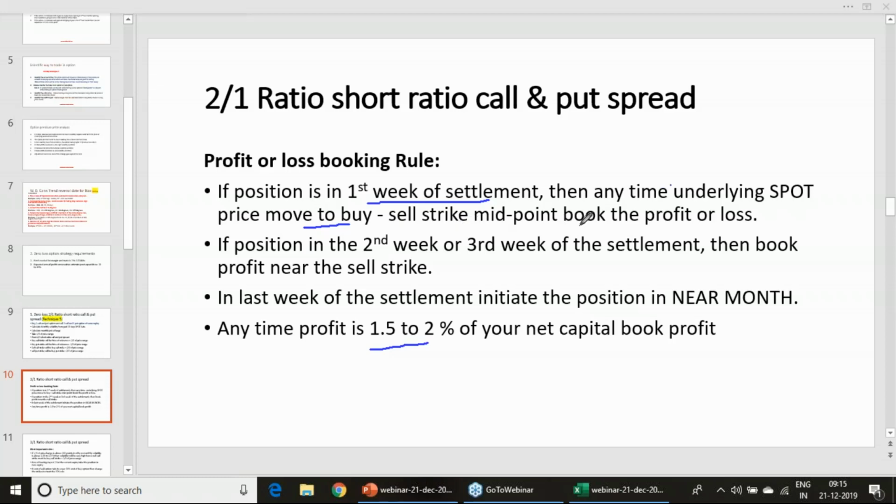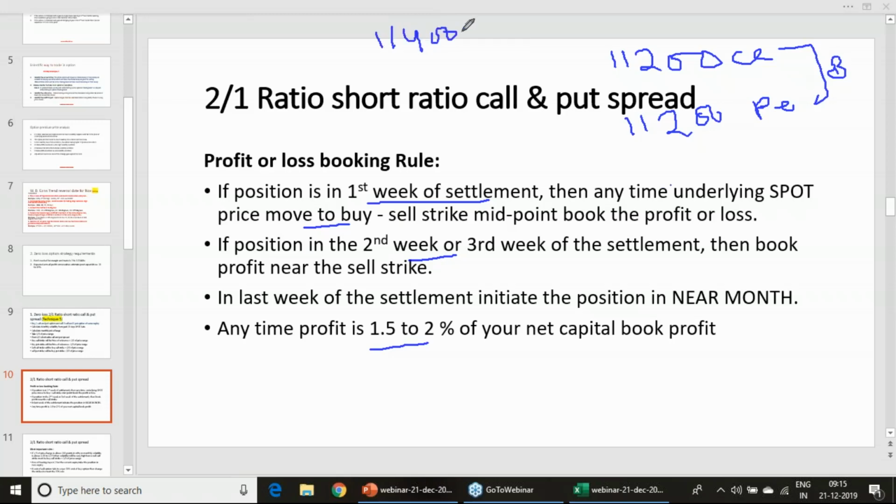In the second and third week of settlement, book the profit near the sell strike. For example, say you are buying 11,200 call option and 11,200 put option. This will clear a lot of your doubts. So these two strikes you are buying, and say you are selling 11,400 call option, 2 lots, and in the same way you are selling 11,000 put options, 2 lots.